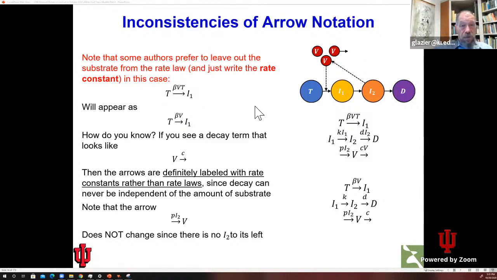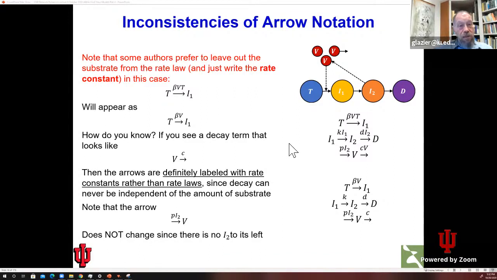In a lot of chemistry literature and in some biological literature, the assumption is that whatever the substrate is multiplies the rate. That is, you write the rate constant rather than the rate law. And so this equation here will be written T goes to I1 with beta V on top of it with no T. And the question is, how would you know? You just see the diagram.